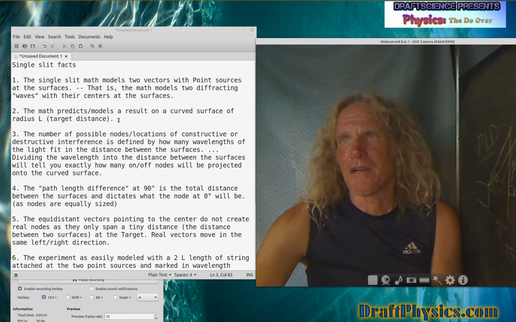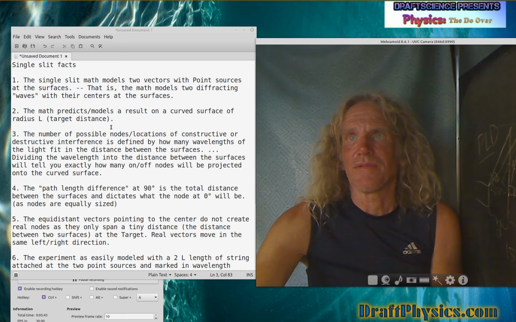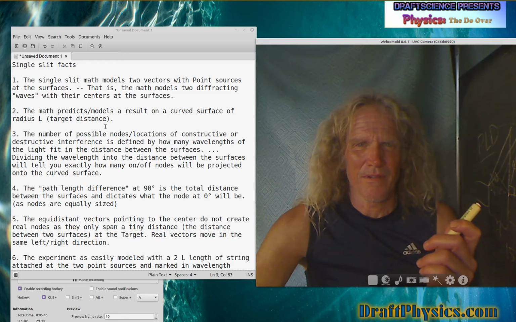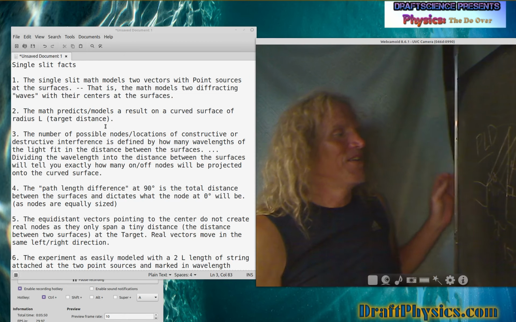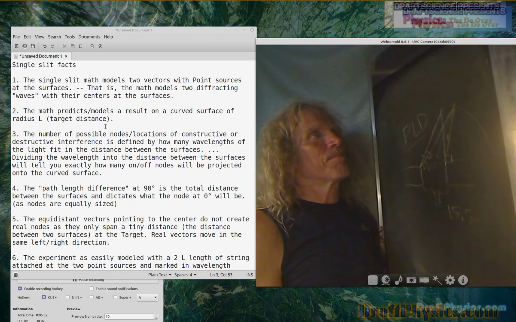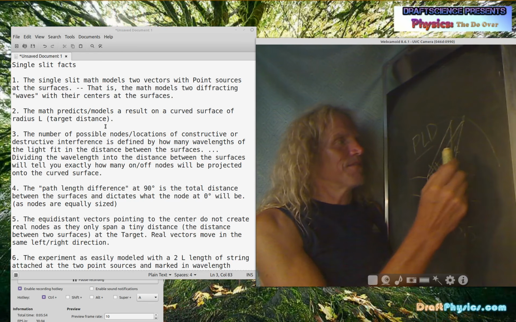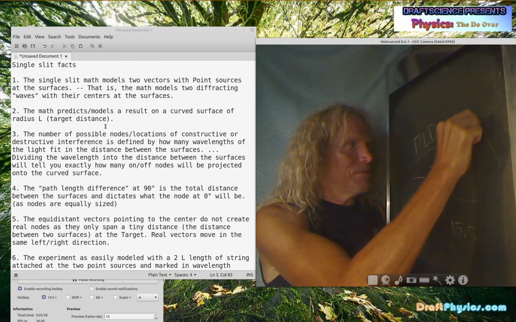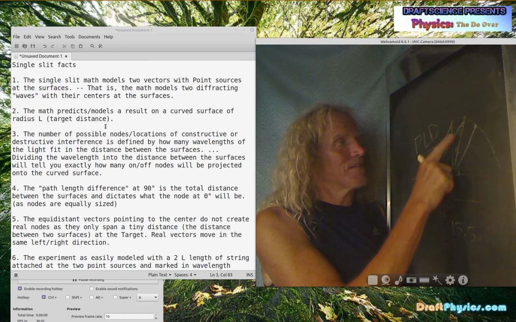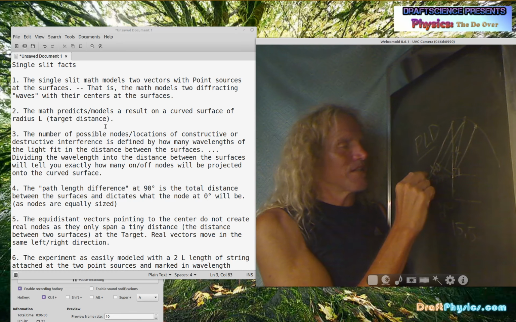Alright, the math models a result on a curved surface of radius L. So I just sort of illustrated that. I probably shouldn't have to do it again. The whole point of the math is to find the difference between a line that's the same, a vector that doesn't change, and a vector that does change.